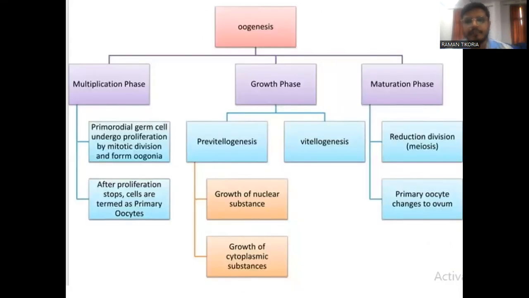Now, oogenesis consists of three stages. First is the multiplication phase, in which cells multiply. Second is the growth phase, in which no multiplication takes place, only growth, an increase in size, right? In the third phase, the maturation phase, the reductional division occurs, and the process of formation of the mature ovum takes place here. So we will discuss one by one.